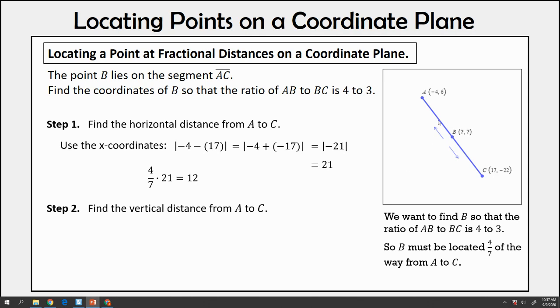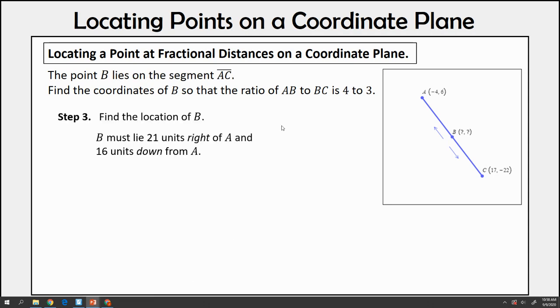Let's do the same thing for the vertical distance from A to C. So the vertical distance is this way, up and down. So from A to C, how much of a vertical change is that? Well, again, going to use the y coordinates, and we're going to go 6 minus -22, the absolute value of that, which is going to be the absolute value of 28. So the absolute value of 28 is 28. So the A to C change vertically is 28. We want 4/7 of 28, and that's going to be 16. Okay, so what I've done here is found out how much we need to change our points by to get our new location.